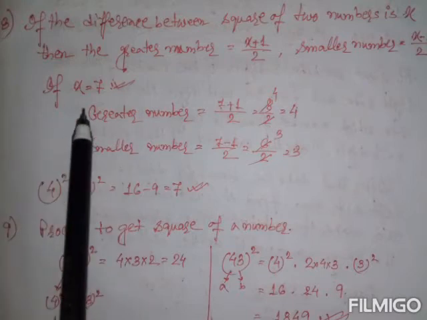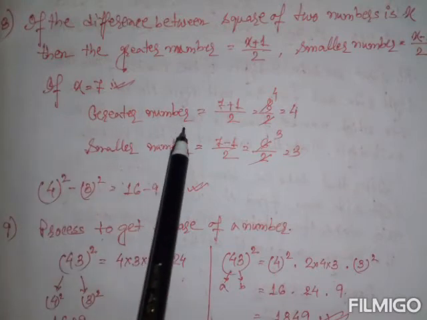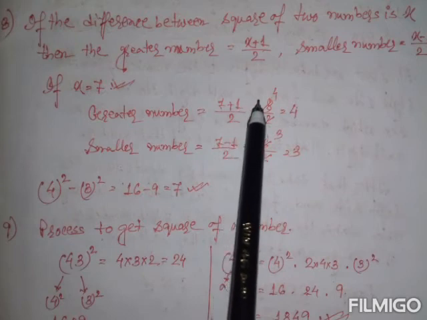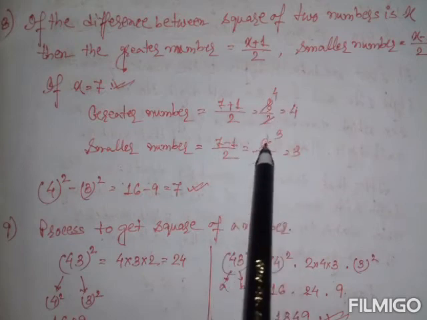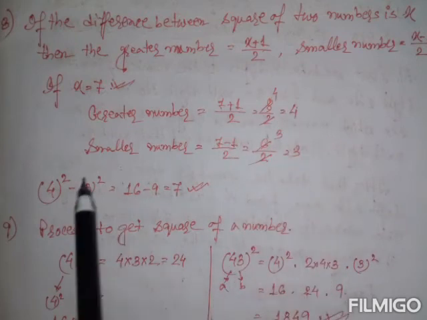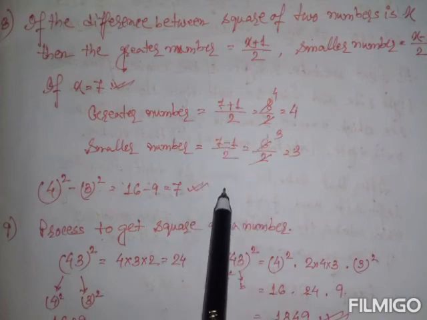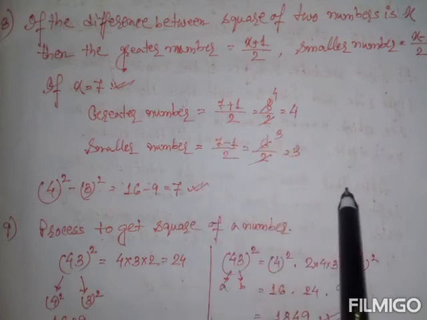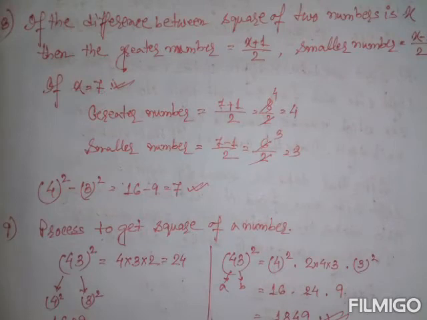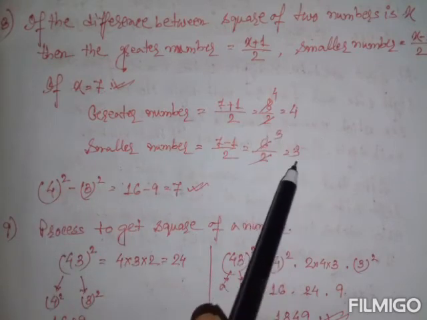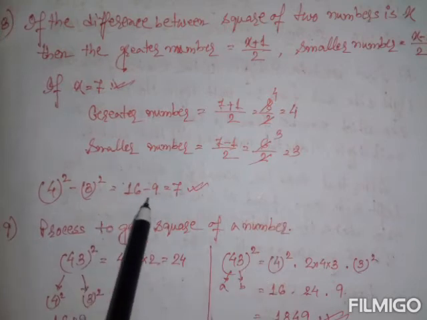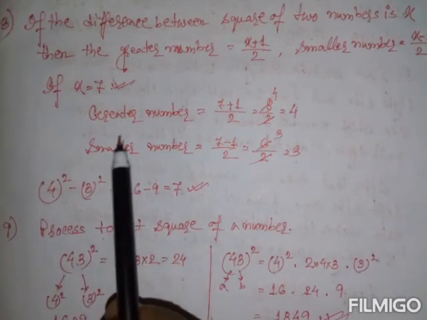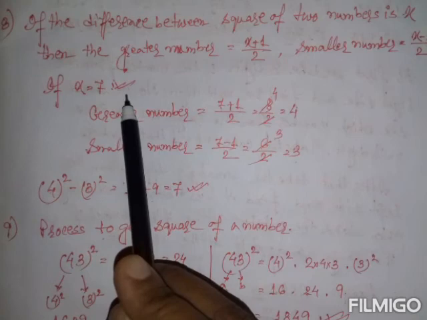If we assume x is equal to 7, then the greater number is (7 plus 1) by 2, meaning 8 by 2, that is 4, and the smaller number is (7 minus 1) by 2, which means 3. Now we can recheck. 4 square minus 3 square is equal to 16 minus 9, which is 7. We assumed here x is equal to 7. Okay.